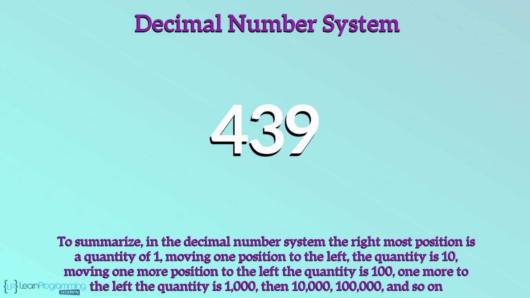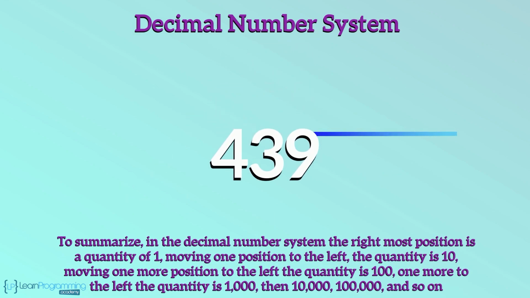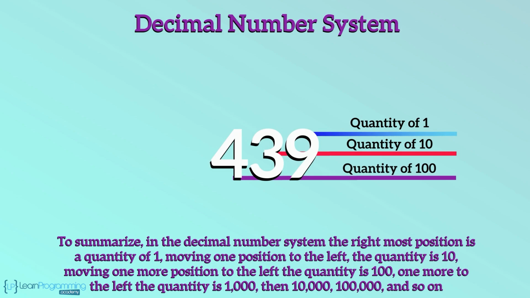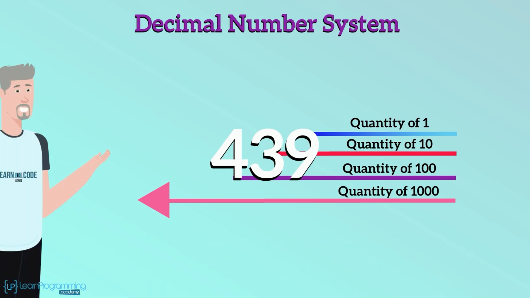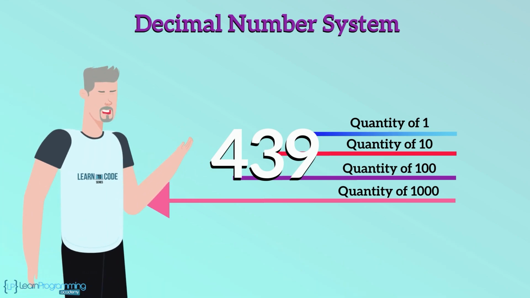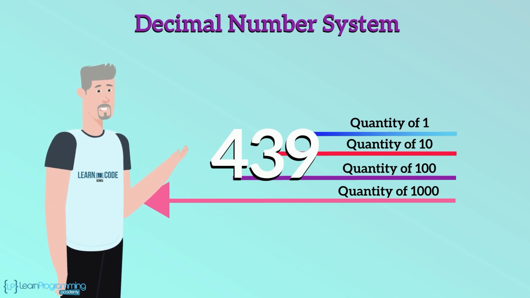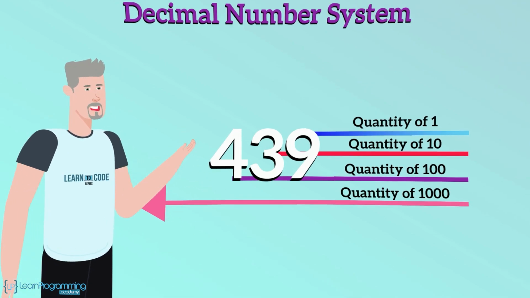To summarise, in the decimal number system, the rightmost position is the quantity of 1. Moving one position to the left, the quantity is 10. Moving one more position to the left, the quantity is 100. One more to the left, the quantity is 1,000, then 10,000, 100,000, and so on. You and I probably do this every day, but we rarely look at the mechanics behind the numbering system we're using. We simply take it for granted.